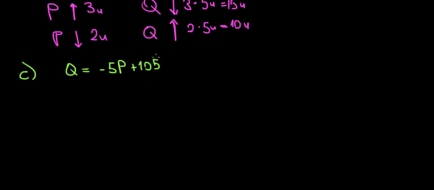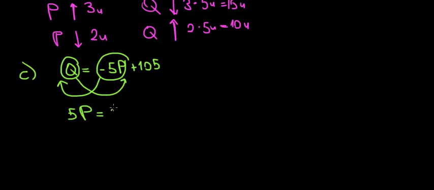Well, we just have to switch places. We have to take the price to the other side. So -5P will go there, and the quantity will go to the right. So -5P, if we take it to the other side, would be just 5P equals 105 minus quantity. Alright, well, we want to keep only price on one side, so we'll divide both sides by 5. So this one divided by 5 and this one divided by 5.